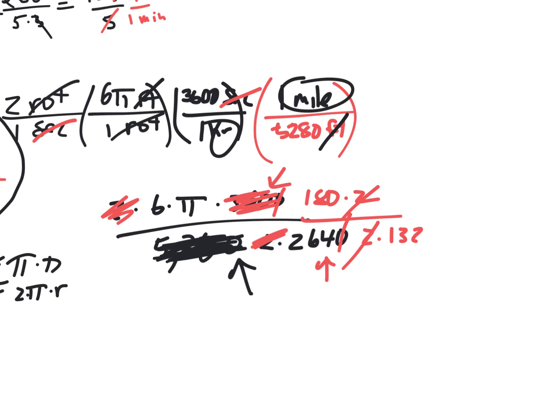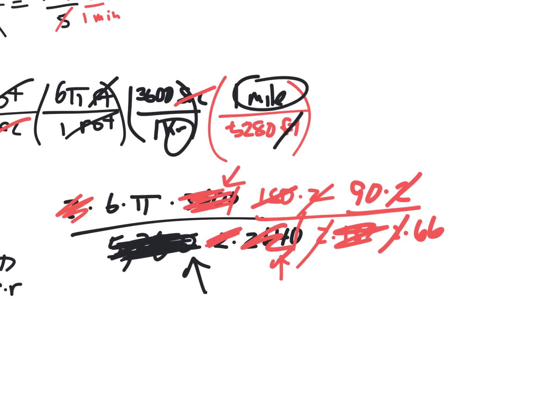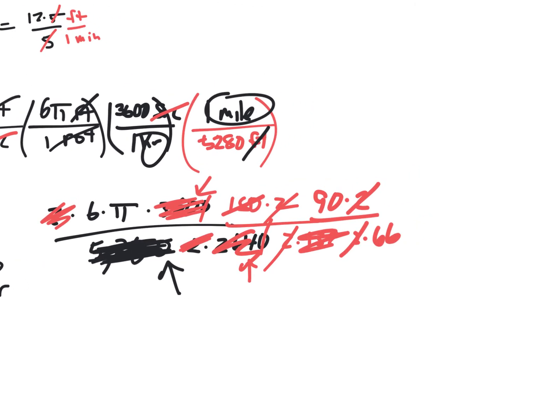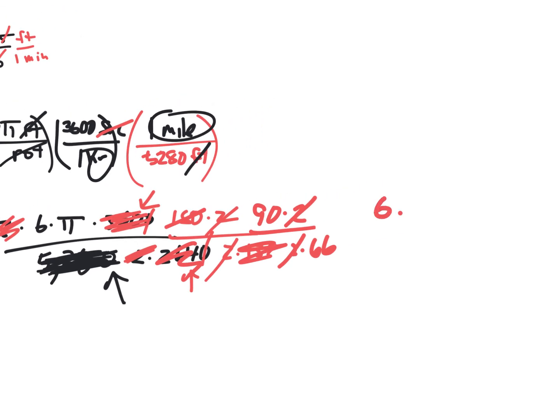All right, so let's finish it. The 132 is even again. I'm going to change this into 90 times 2. And then this is 2 times, let me think, 60, 70 is too big, so 65, 66, am I right? Okay, and then this 2 cancels. And now I'm down to 6 times pi times 90 over 66.